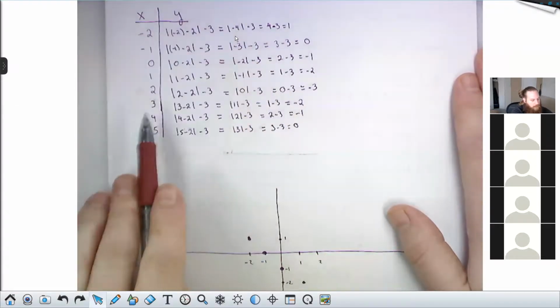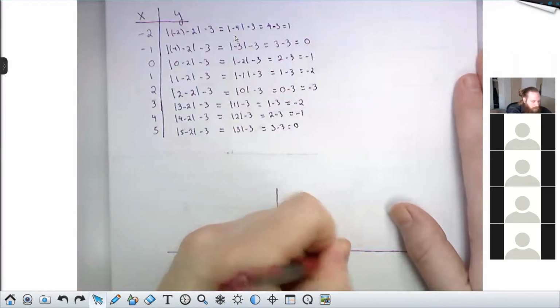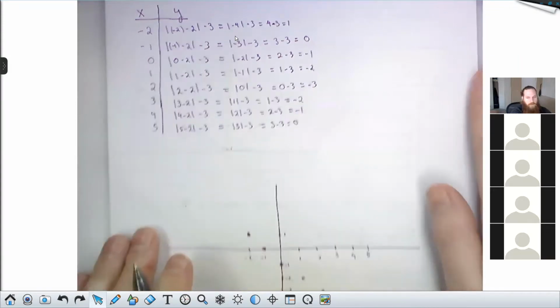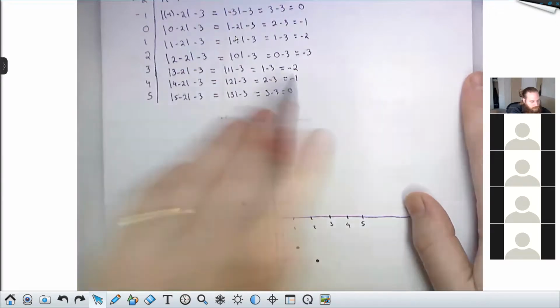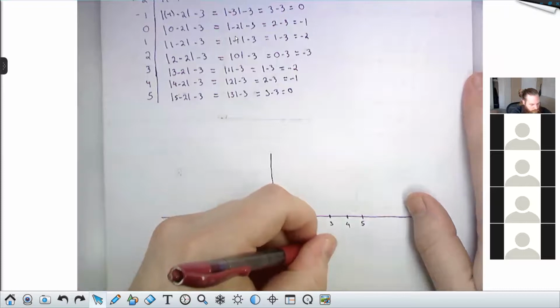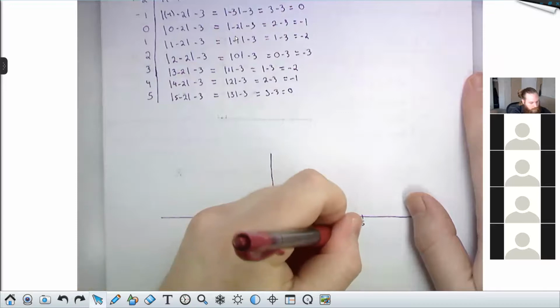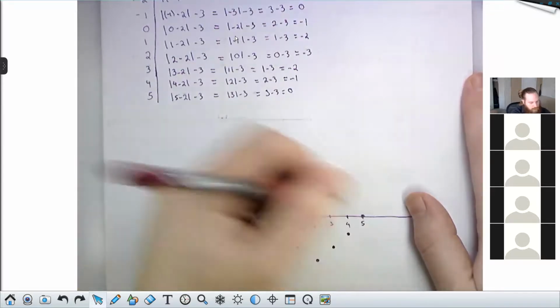So now I have some more points. I can add tick marks for 3, 4, and 5 to my graph here, and add these ordered pairs. So when x is 3, y is negative 2. So okay, I've got 3 comma negative 2. When x is 4, y is negative 1. So I've got 4 comma negative 1. And when x is 5, y is 0. So I've got 5 comma 0.